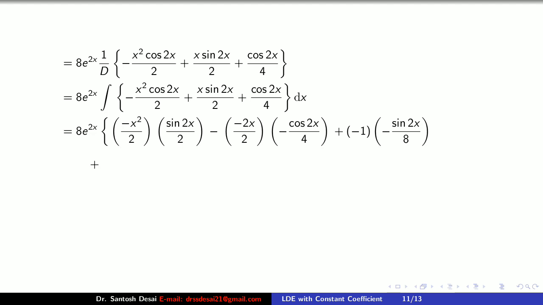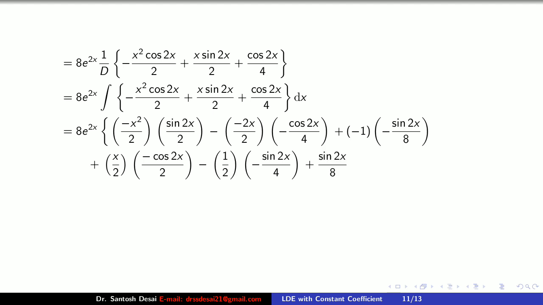Now for the middle term, let us take u is equal to x by 2 and v is equal to sin 2x. And applying the uv rule, we get, first write u is equal to x by 2 as it is. Integration of sin 2x is minus cos 2x divided by 2. Then next sign is minus, derivative of x by 2 is 1 by 2. And integration of minus cos 2x divided by 2 is minus sin 2x divided by 4. So this also completes the integration of the middle part. Now finally, the integration of cos 2x upon 4 is sin 2x divided by 8. And this completes the integration.